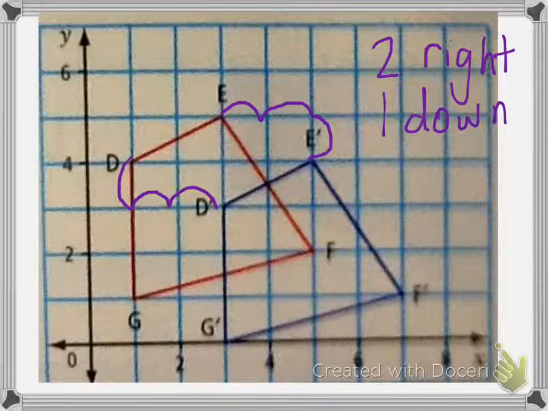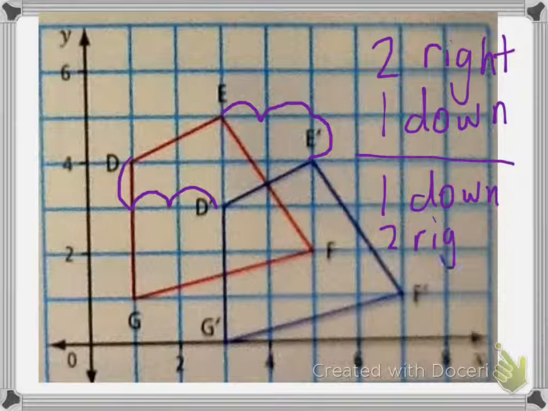And conversely, we could say it the other way, like we did when we checked it, and that would be the same as saying 1 down and 2 to the right. So the order does not matter as long as you describe both of the movements.